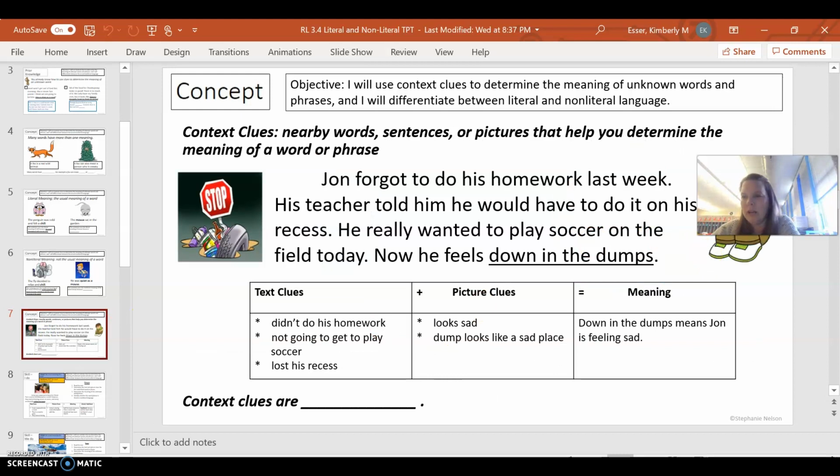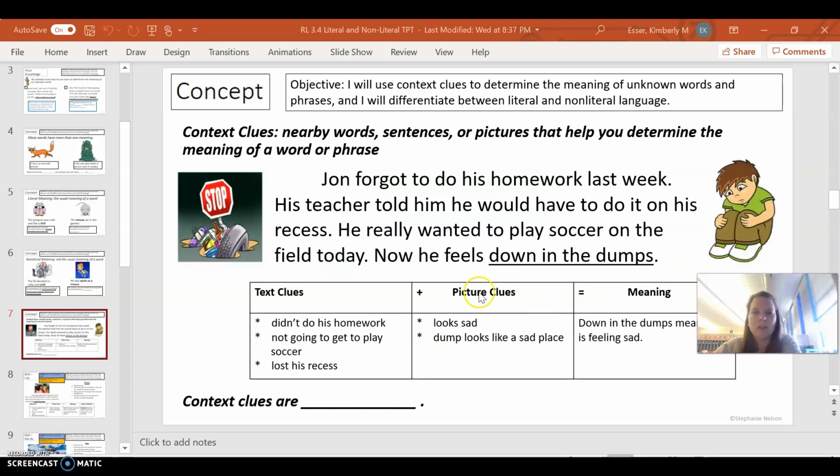Let me move my little camera here so you can see this picture. So it says, John forgot to do his homework last week. His teacher told him he would have to do it during his recess. He really wanted to play soccer on the field today. Now he feels down in the dumps.